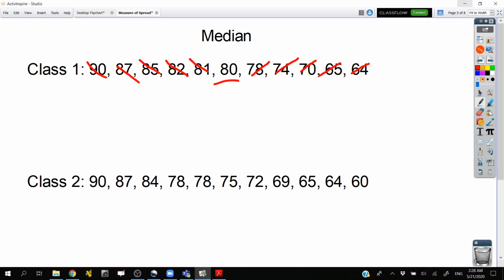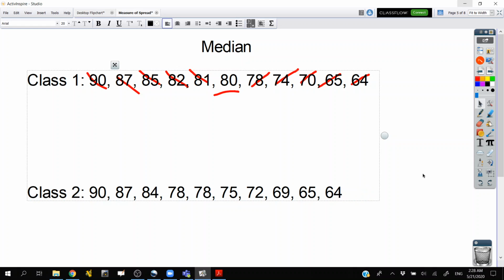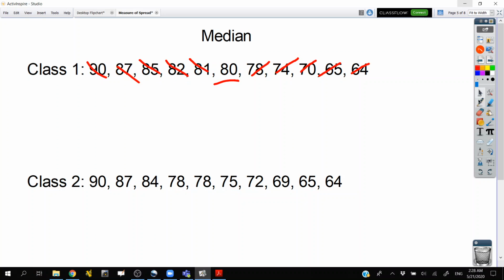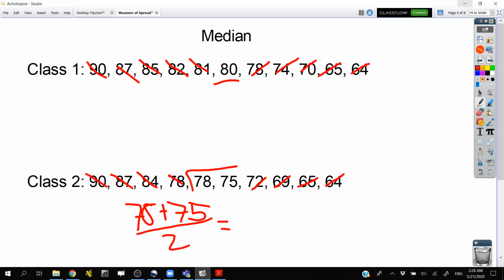We're going to hit the exact same type of thing. Just to make a point, let's say I've changed the data and this is the data now. Well, I'd go about doing the same thing, cross these out and work towards the middle. And then I would get there. So I actually have to do the average of 78 and 75. So the median up here is just 80. The median down here is 78 plus 75 divided by 2, and I can tell that's going to be 76.5.